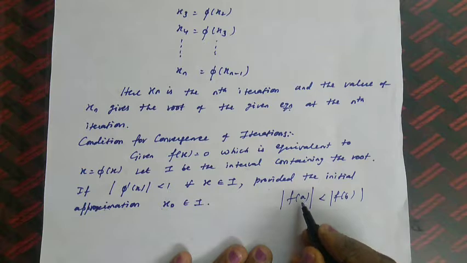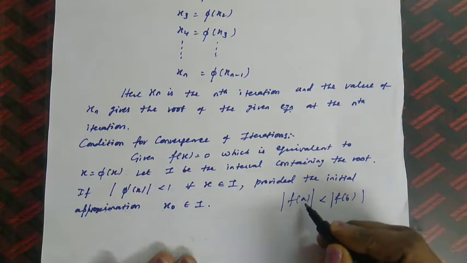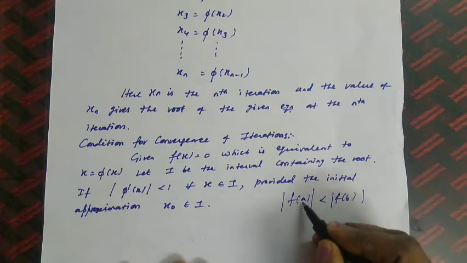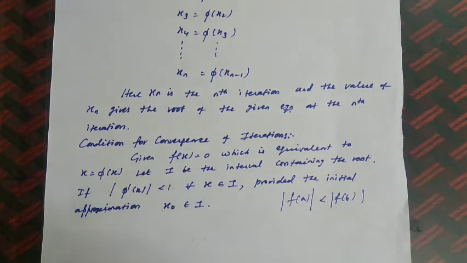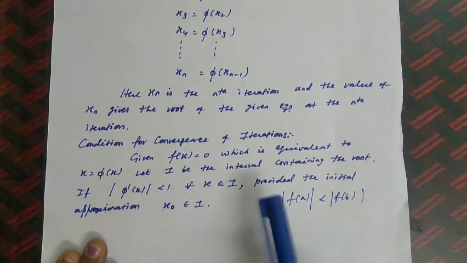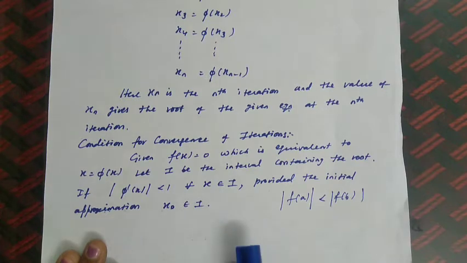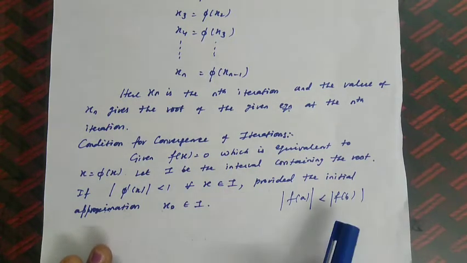Then we can say that the root lies between a and b. Likewise, if this value is smaller than this one, we can say that our x naught is a. This is what we have discussed already in the Newton-Raphson method. So this is the condition: x is equal to phi of x and modulus of phi dash of x is less than 1. This is the condition for convergence of the fixed point iteration. So this is the procedure and condition for convergence.